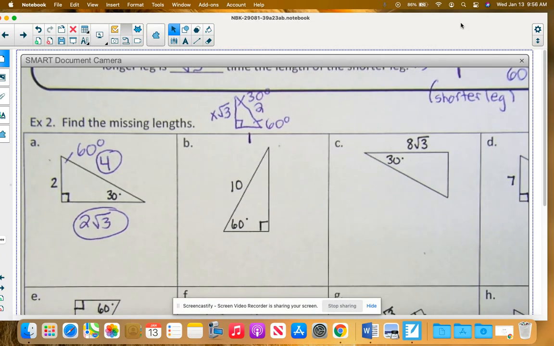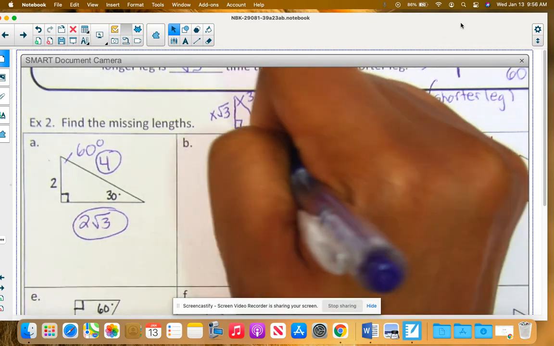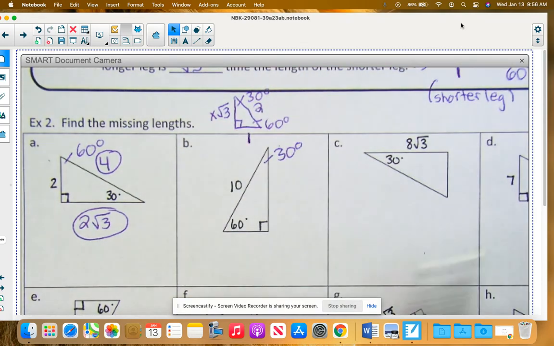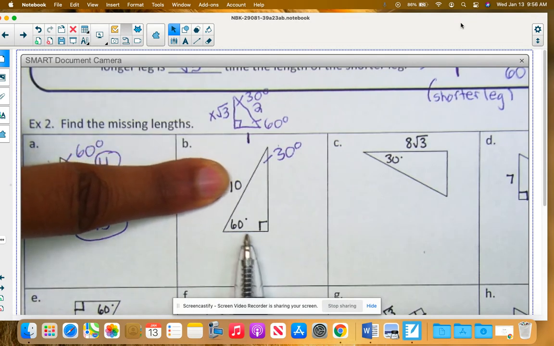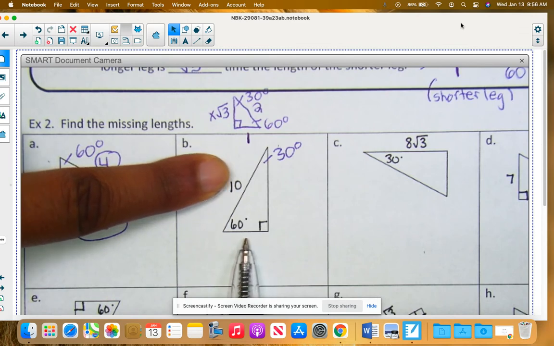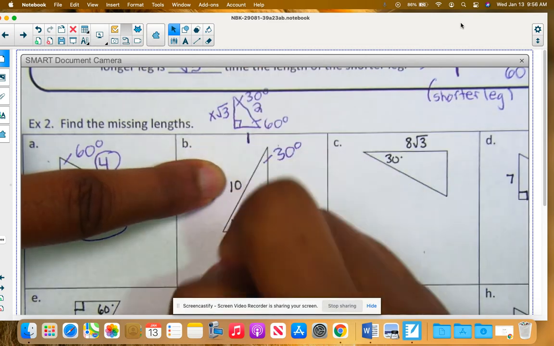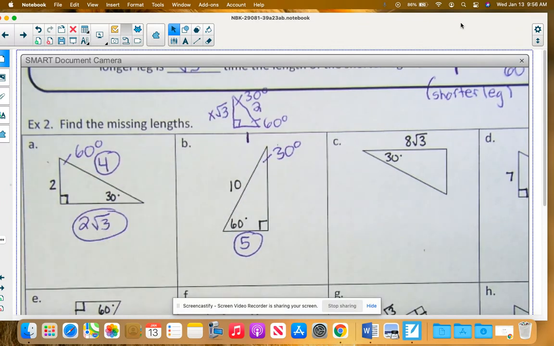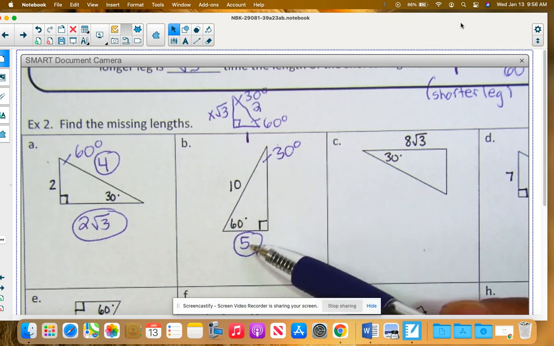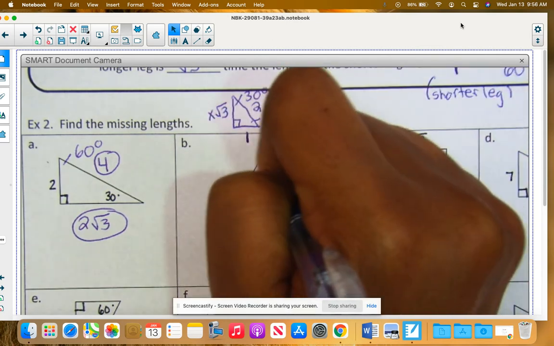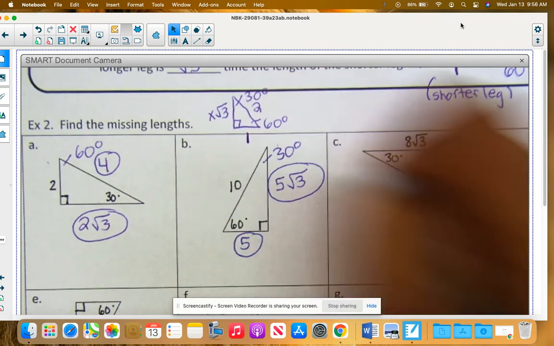Okay, B. Again, label, label, label. Nothing wrong with labeling. If this is 60, this is 30. I know the relationship between my shorter leg and the hypotenuse is that the shorter leg that I'm tapping down here, that's across from 30, my shorter leg is half of the hypotenuse. So if the hypotenuse is 10, I can find this by dividing by 2. So this side is 5. And I know the relationship between my legs is that the longer leg is the square root of 3 times longer than this. So this is 5 square root 3.